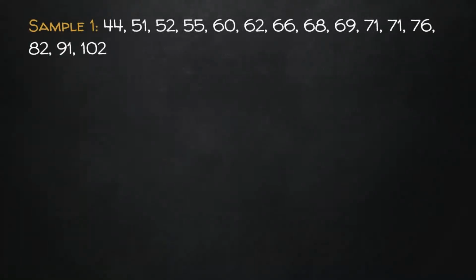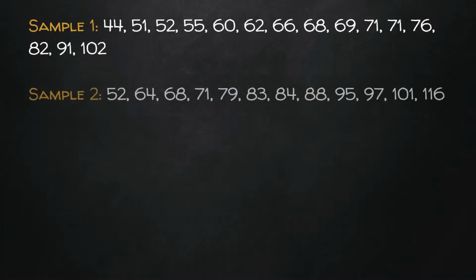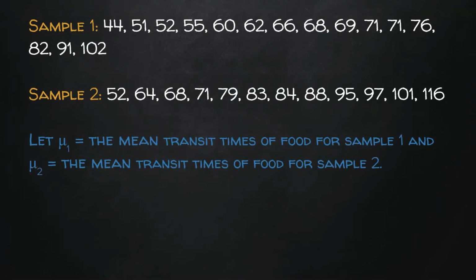For sample 1, here is our data, and for sample 2, here is our data. We are asked to construct a confidence interval for the difference in mu sub 1, the mean transit time for food with sample 1, and mu sub 2, the mean transit time of food in sample 2. This is going to be a two-sample t-interval for mu sub 1 minus mu sub 2.